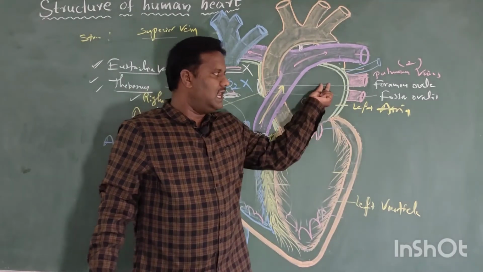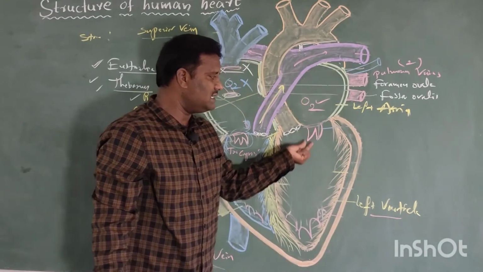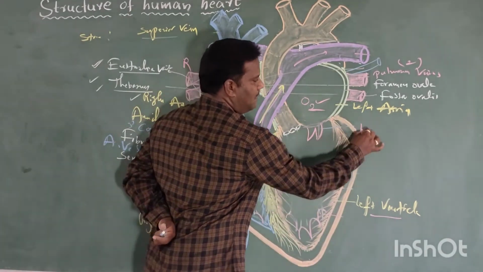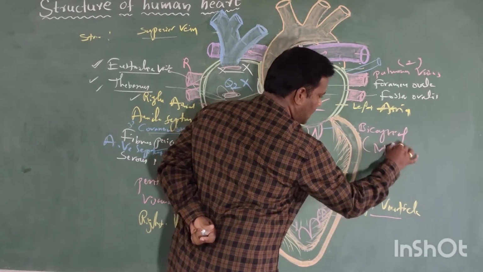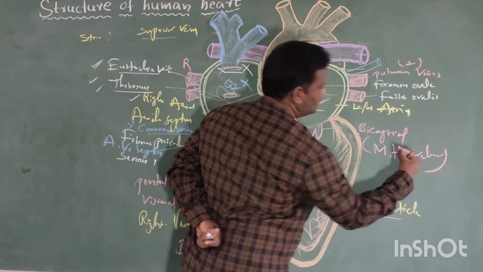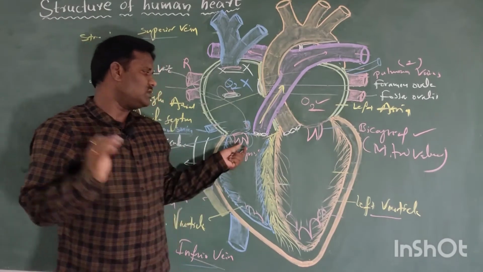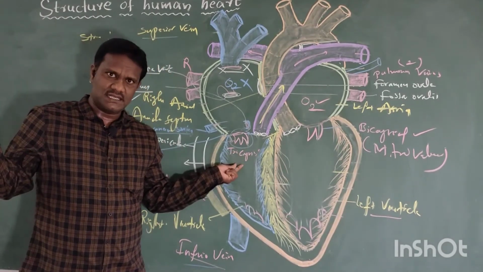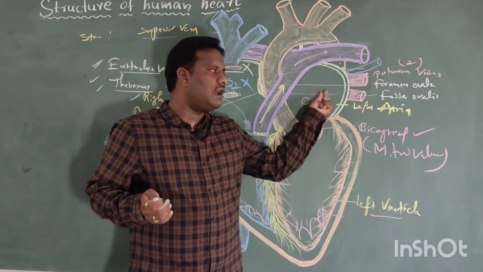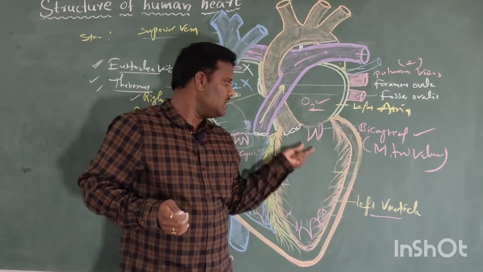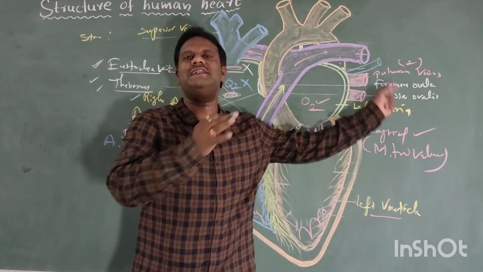Wherever the left atrium enters the left ventricle, two valves are present. This is called the bicuspid valve, also called the mitral valve. This is most important for the MSET and NEET bits. Clear? On the right side three valves are present, called the tricuspid. And on the left side, at the junction between the left atrium and the left ventricle, two cusps are present, called the bicuspid or mitral valve.